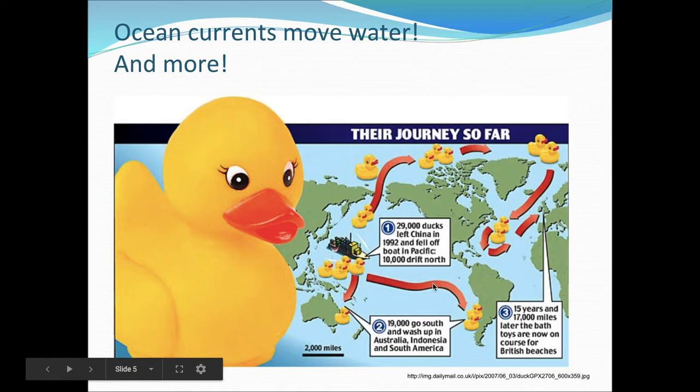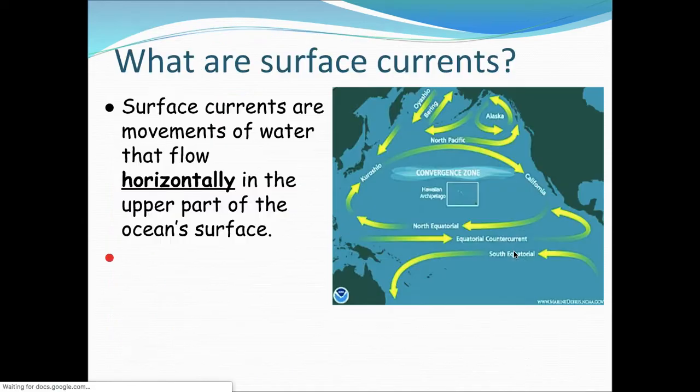But the coolest part is these that got caught in this northward flowing current went all the way up here between Asia and North America, around the North Pole, down here, got zipped up in the Gulf Stream, and ended up way over here on the beaches of Great Britain. So these ducks, it took them 15 years to get there, but still, ocean currents can move things from one side of the world to the other side of the world. So they're all connected, and that's why we care about them.